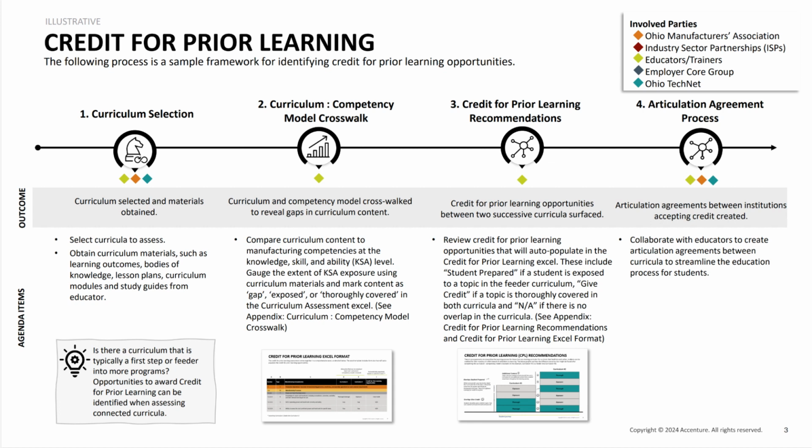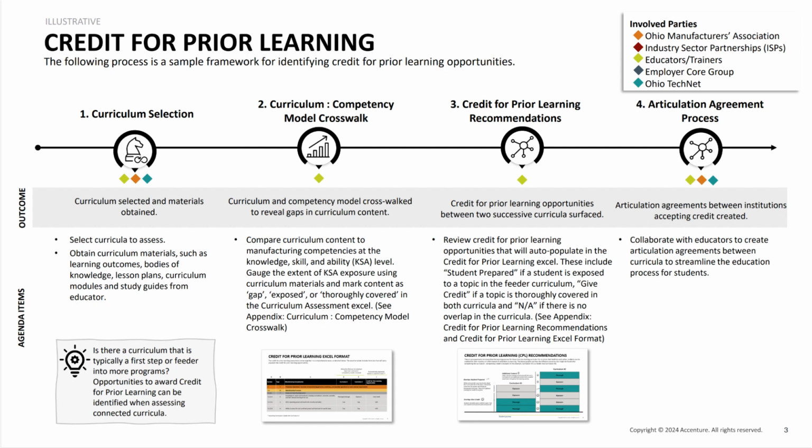Step 2 is performing the actual curriculum competency crosswalk. This is exactly the same process as the curriculum assessment competency crosswalk. You're comparing curriculum content to manufacturing competencies at the knowledge, skill, and ability level, going through each KSA statement and mapping exactly where there is or isn't coverage within each of the two curricula selected. Where it may look a little bit different, with some new content, is steps 3 and 4.